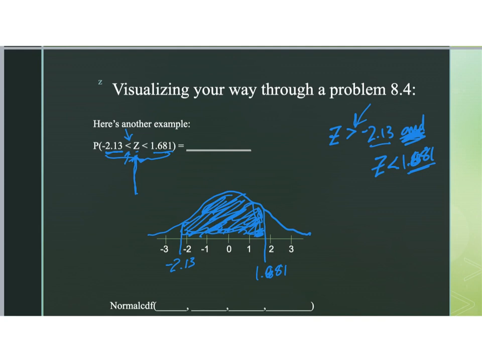Okay, so in this case, I have my lower boundary, my leftmost boundary, and my upper boundary written here. Uppers should always be on the right, and lowers are the ones that we see on the left. So we have our lower here, our upper here, and I can expect that this is going to be somewhere greater than half, given my placement along the curve. So negative 2.13 is here, and then 1.681 is here, comma 0, comma 1.